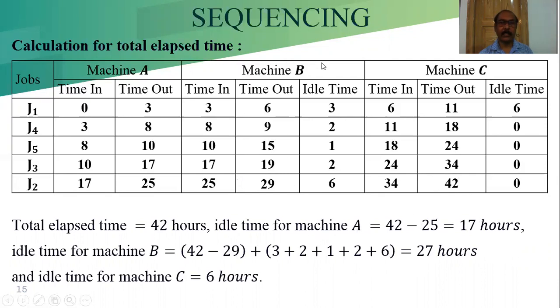And the idle time for the machine B is equal to the timeout for the last job in the machine B, which is 29. So 42 minus 29, plus these are the idle times for each and every job in the machine B: the sum of 3 plus 2 plus 1 plus 2 plus 6. So you'll get 13 plus 14 is equal to 27 hours. And the idle time for the machine C is 6 hours only, for the job 1. So 6 plus 0 is 6 hours. This is the end.